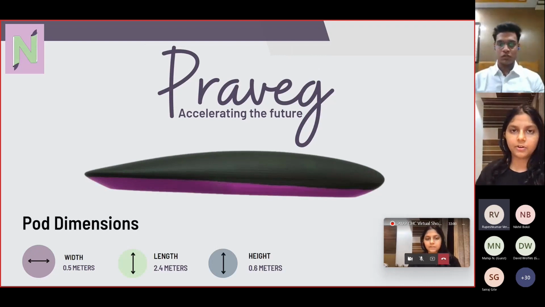Pravek is our first pod prototype to be built and its measurements you can see on the screen.